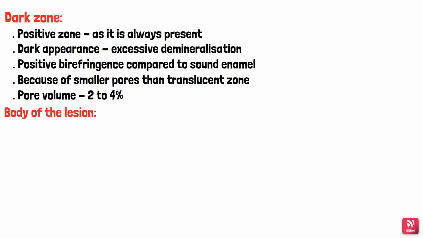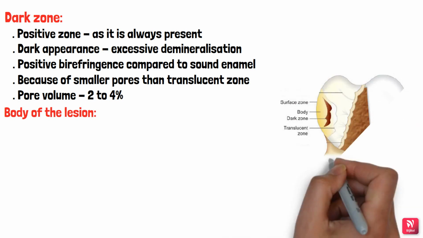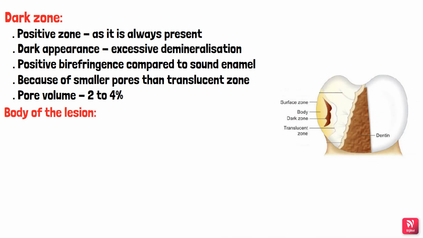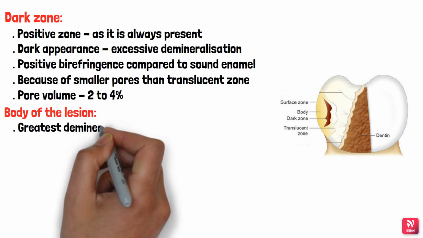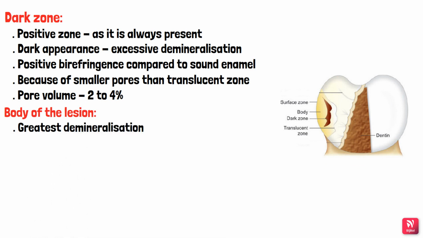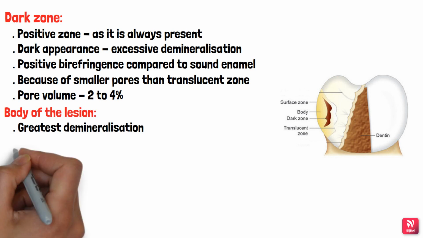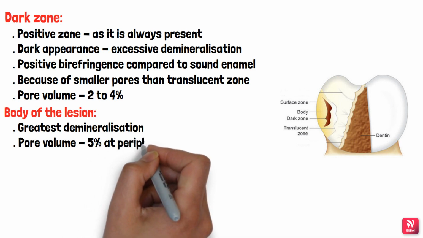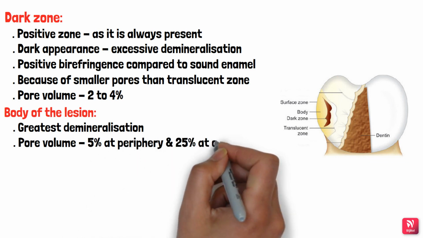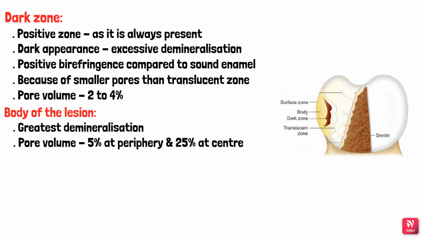And next is the body of the lesion, and it is present in between the dark zone and the surface zone. As you can compare in the given picture, the body of the lesion has the surface zone on top and the dark zone in the bottom, and this is the zone of greatest demineralization. So here demineralization will be so much, and the pore volume is around 5% at the periphery and 25% at the center.